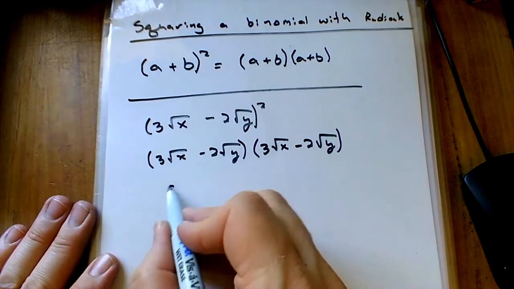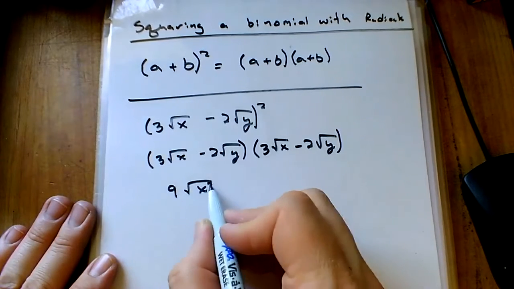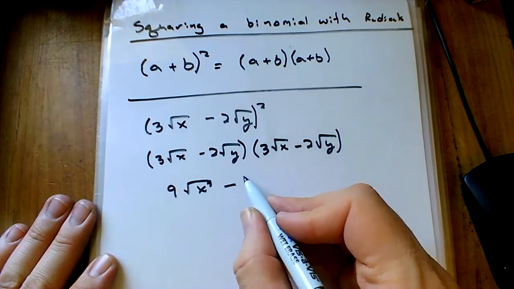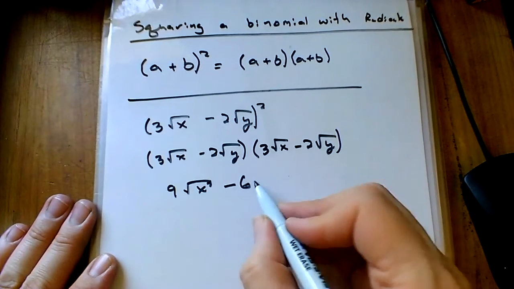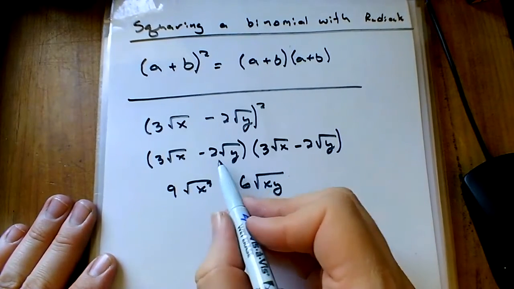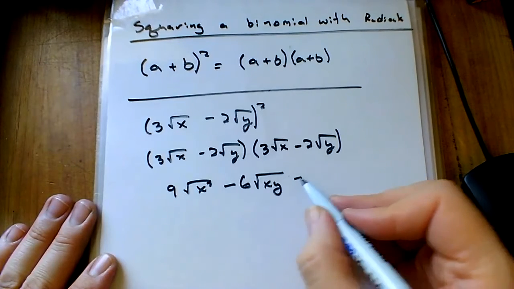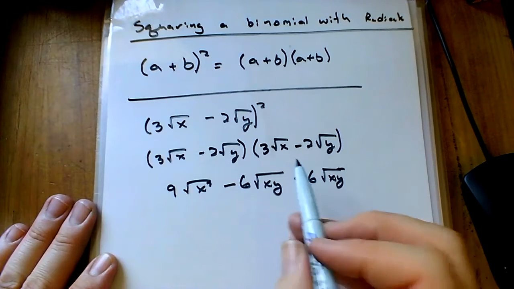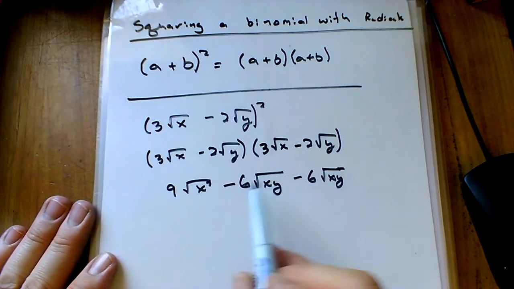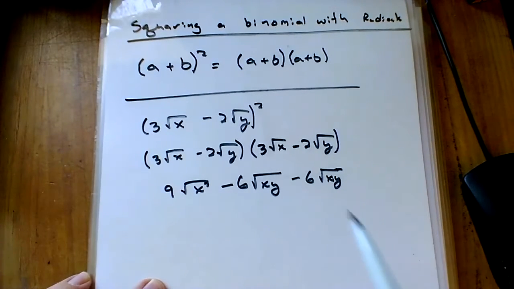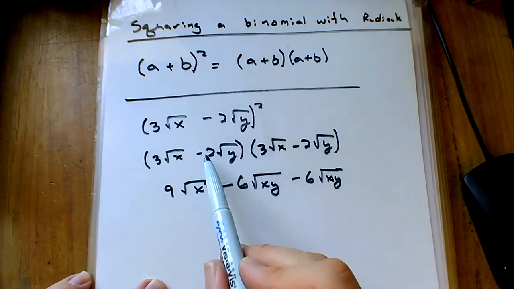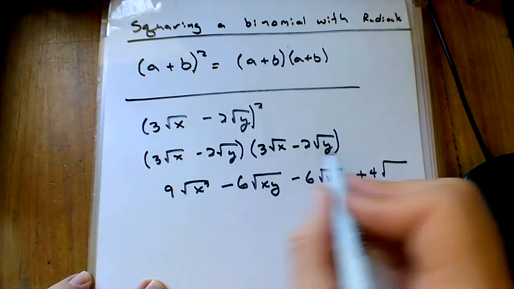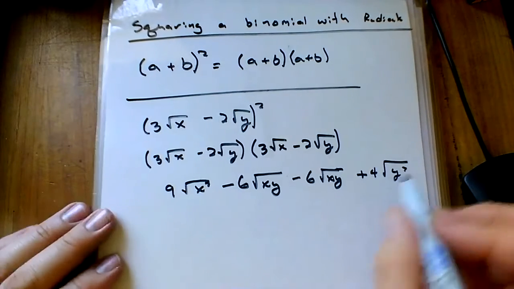3 times 3 is 9, and that'll be the square root of x squared. I'm going to have minus 3 times 2 is 6 square roots of xy, and then again, I'm going to have another minus 6 square roots of xy. Rather than apply the model, I think it's helpful to see where all of these are coming from. We've got enough going on. Negative 2 times negative 2 is a positive 4, and the square root of y times square root of y is square root of y squared.